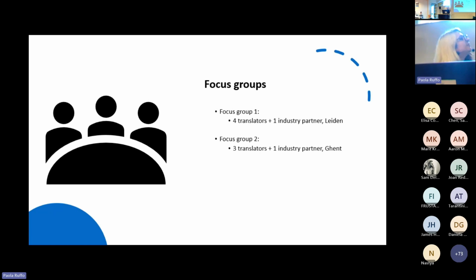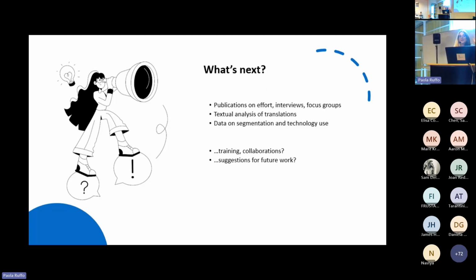And then we also have focus groups. I don't have time to go into that too much today. Also because again, it was 2 weeks ago, so the analysis is not finished. But yeah, we did have focus groups, one in Ghent, one in Leiden, with 4 and 3 translators and 1 representative of the industry partner, which you might hear in the future with publications that we are preparing on effort, interviews, and focus groups. Then you will hear more about the analysis of the actual translations that the translators produced from Lieve in the next presentation. And then there's also a lot of data on segmentation and technology use that I got from the questionnaires that I would also need to use and publish and make available.